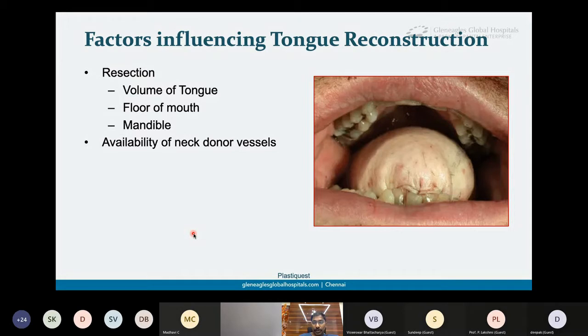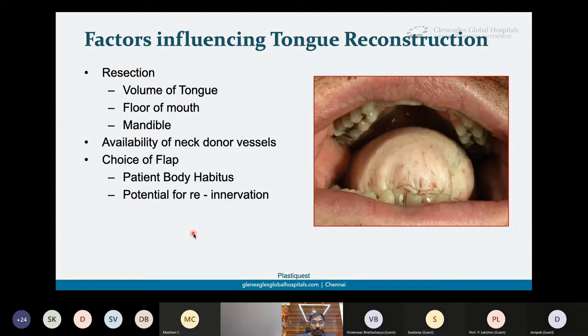Then availability of neck donor vessels, as rightly pointed out by Dr. If there are no neck donor vessels, then our reconstruction shifts to the pedicle flap, and the choice of flap again depends upon the patient's body habitus. Even when you say a partial glossectomy, sometimes the radial flap might be so thin that the ALT might suffice, or a lateral arm might suffice. So the patient's body habitus dictates what flap we can choose, and the potential for reinnervation, as some flaps don't have sensory branches, and finally the technical expertise and the infrastructure.